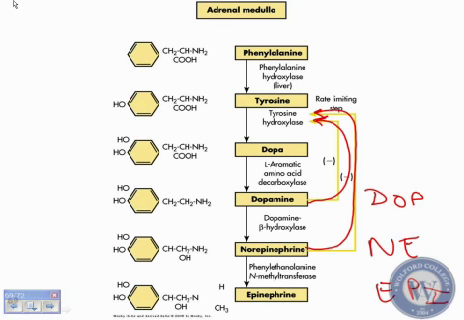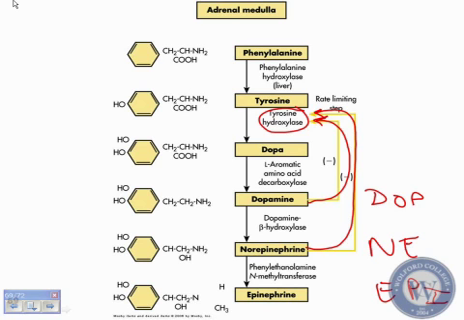And the rate-limiting step, this is where they ask all the board questions, is tyrosine hydroxylase. When you produce the hormones epinephrine and norepinephrine, the first component that you use is what's called phenylalanine. Phenylalanine gets converted by the liver, by phenylalanine hydroxylase, into tyrosine. Tyrosine hydroxylase is the rate-limiting step. That's the enzyme that's the slowest. So if you suppress that, it has the most effect of not producing norepinephrine, epinephrine and dopamine.